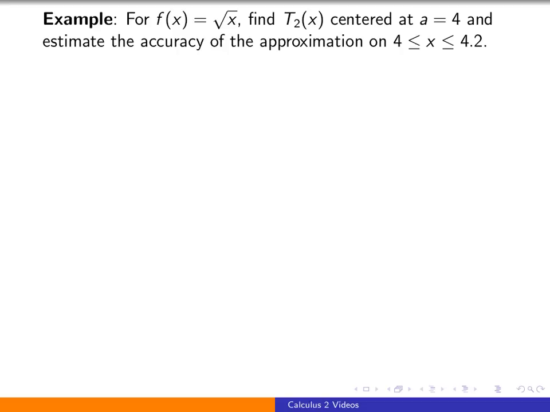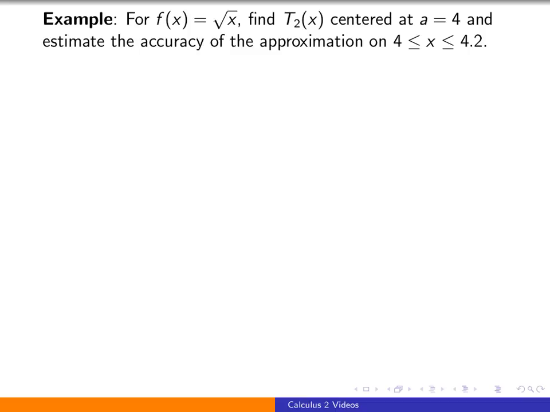In this video, we will finish up our discussion of Taylor polynomials and their associated remainder estimate. So to begin, for the function square root x, let's find the Taylor polynomial T sub 2 centered at a equals 4. Once we have that Taylor polynomial, we will approximate the remainder on the given interval.